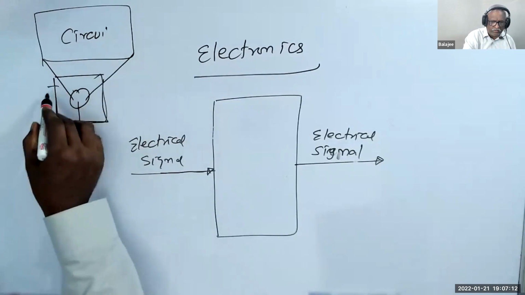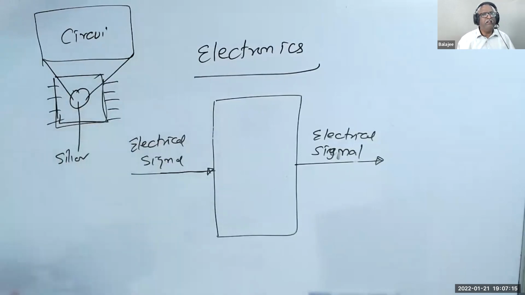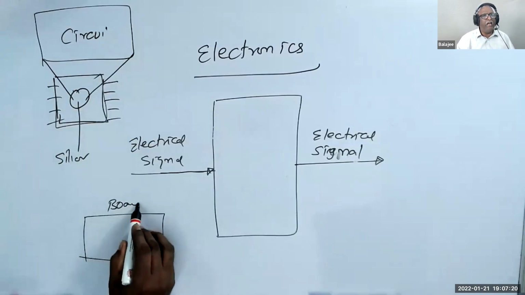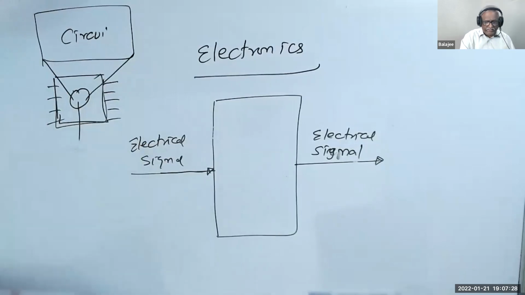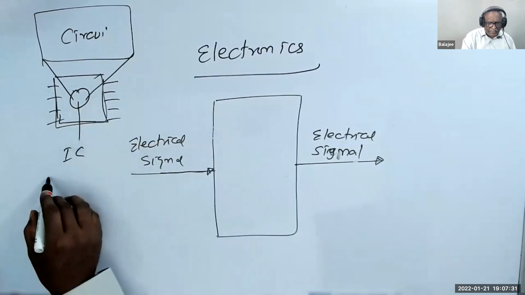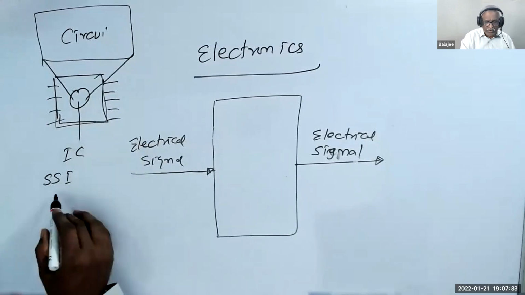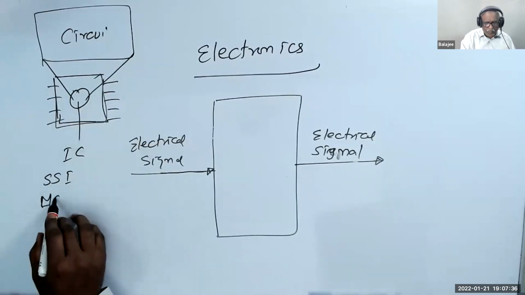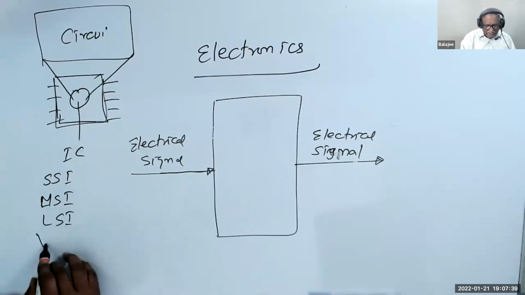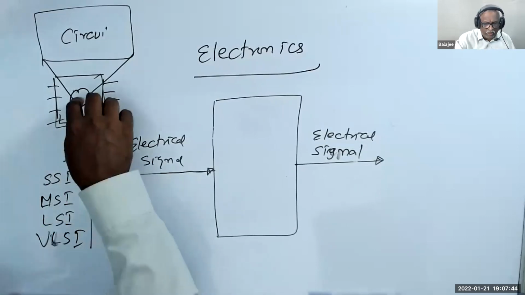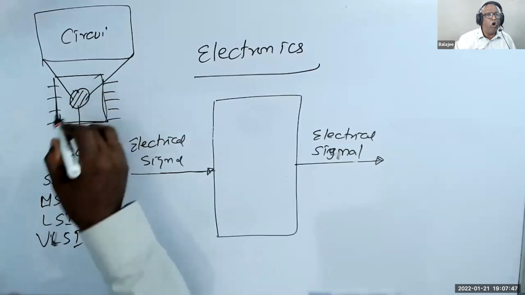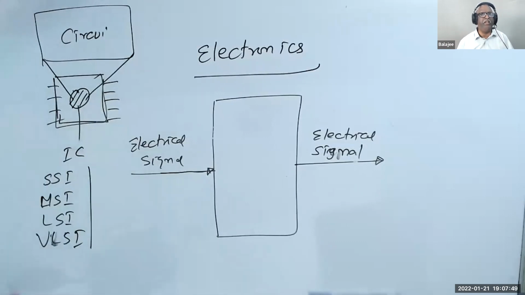You have pins out. So instead of making a circuit on the PCB, on the board, I make the IC inside a silicon. That technology is called IC, and there are SSI, MSI, LSI, and VLSI, depending on how many transistors I put. All these things are within the silicon. Within the silicon, how many transistors we put inside? That's the meaning of that.